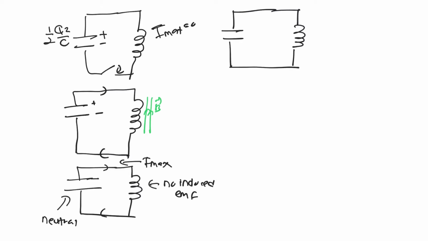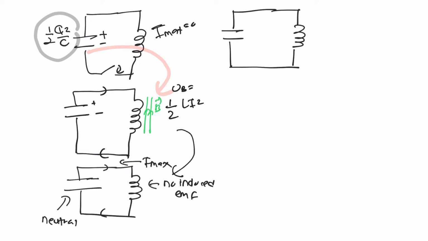Sorry, I forgot to mention that the energy here is stored inside the capacitor, inside the electric field of the capacitor. But once it starts to discharge, the energy is going to be transferred to the inductor, which means that the energy is going to be stored inside the magnetic field of the inductor. So it's going to be 1/2 L i squared. Once it's fully charging, it means that all the energy is already stored in the inductor.